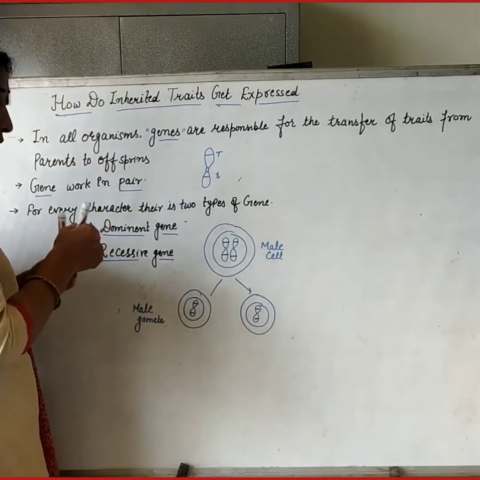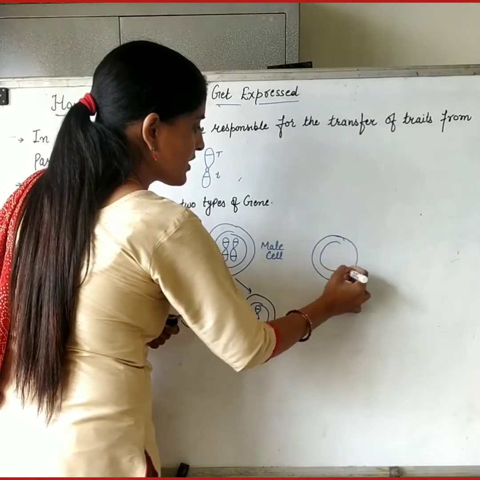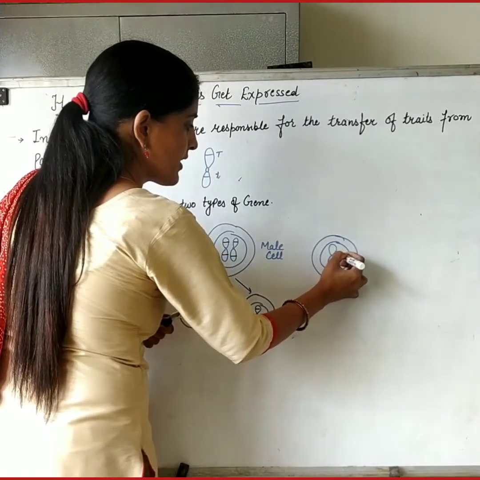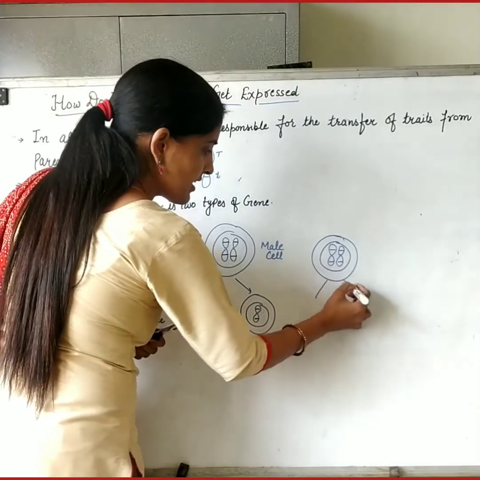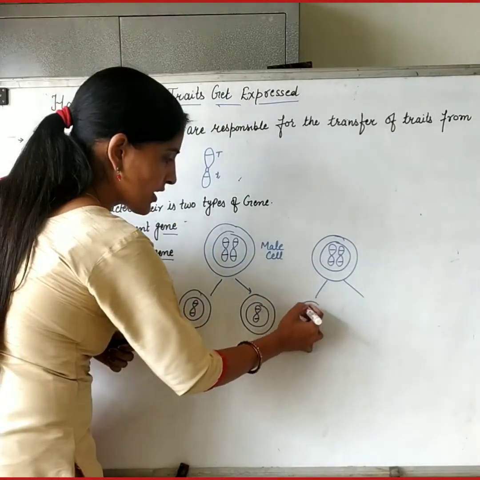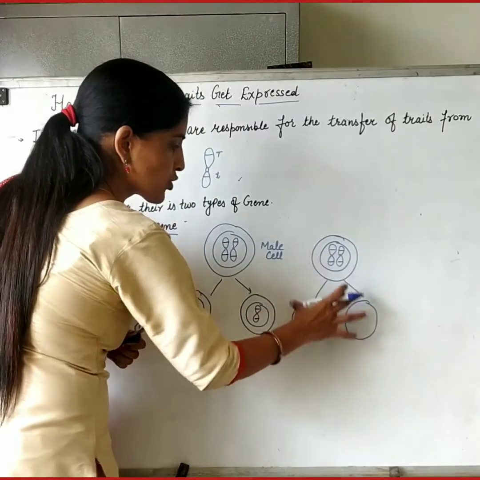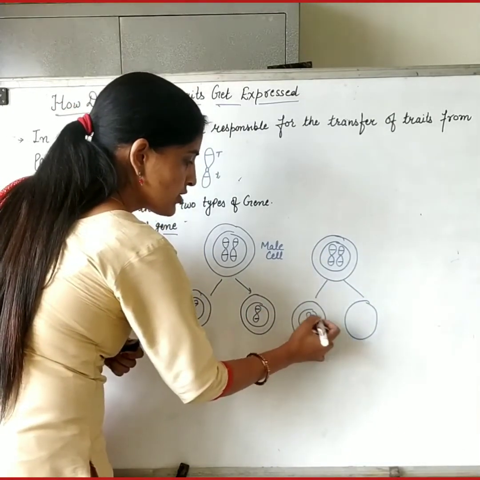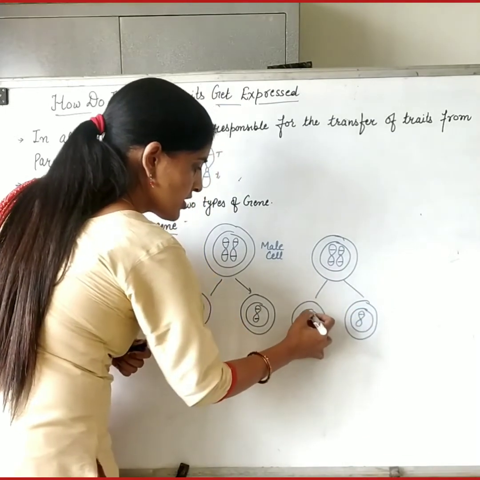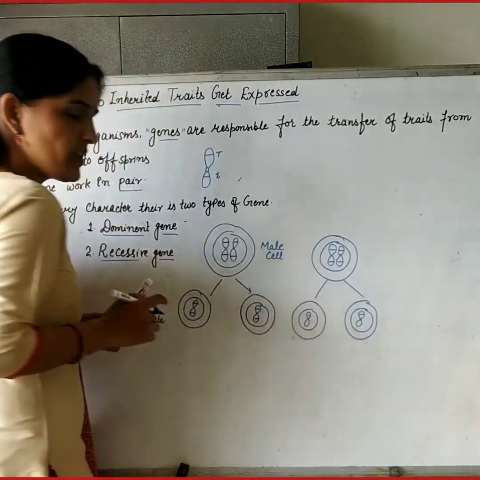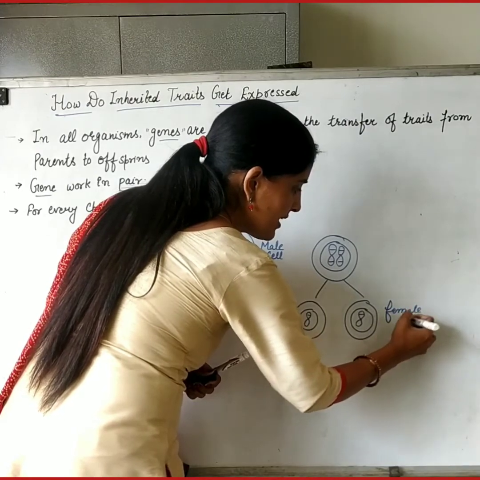And if it is a female cell, that also has chromosomes and genes are also present on those chromosomes. This cell also divides during gamete formation and these chromosomes also divide. One gene comes here, the other one comes here. This is known as the female gamete.